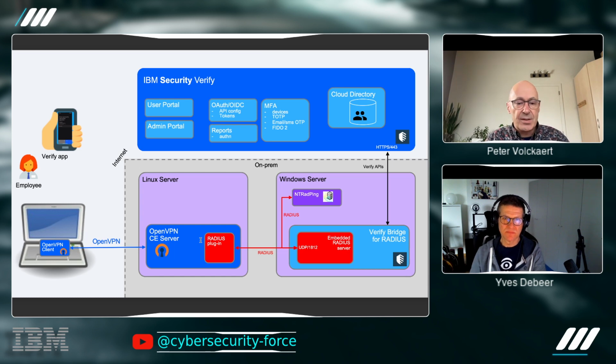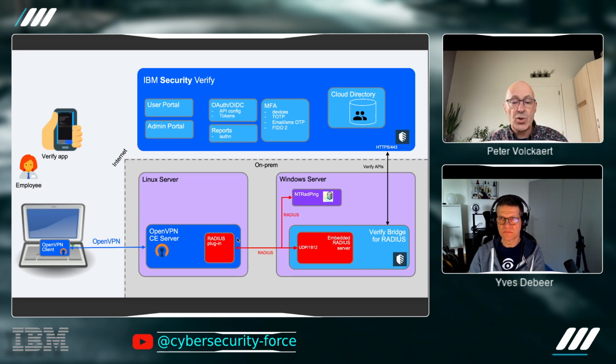And one of the things that a VPN typically can use is the RADIUS protocol. And the RADIUS protocol allows you to connect to a RADIUS server. And that RADIUS server can then actually do the authentication as you want it to be. Typically, username password, but with our solution, which is the Verify bridge for RADIUS, it's a bit more than that. It can also do multi-factor authentication in a number of ways.